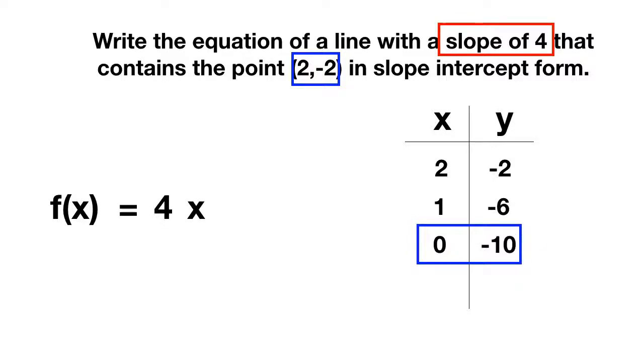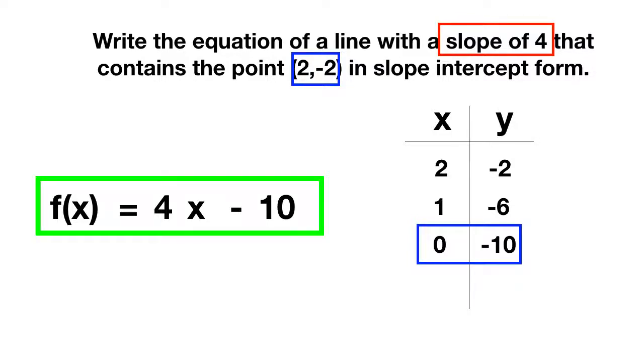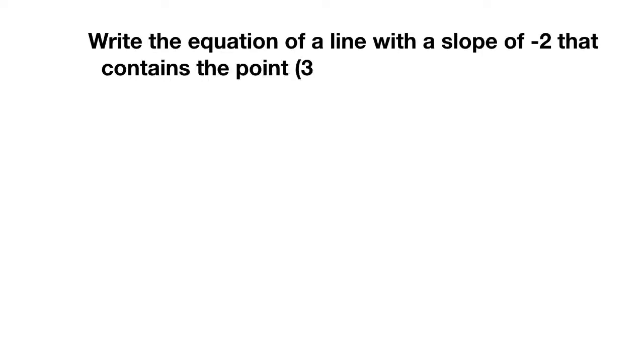Negative 10 is the y-intercept, and so we'll write it into our equation, minus 10. F of x equals 4x minus 10 is the correct way to write the equation of this line in slope-intercept form. Here's another. Write the equation of a line with a slope of negative 2 that contains the point 3, 1 in slope-intercept form.